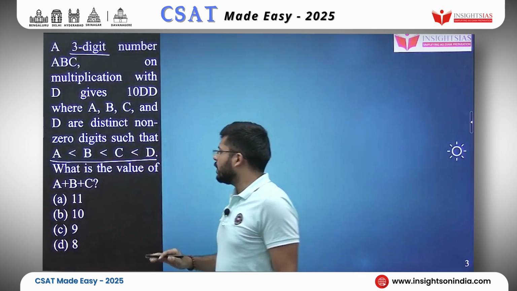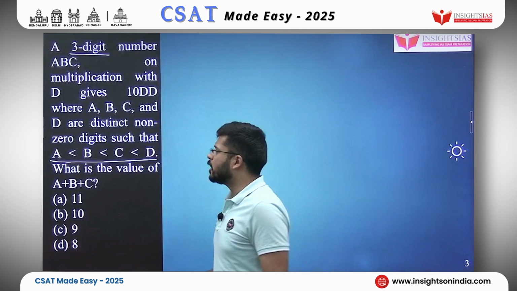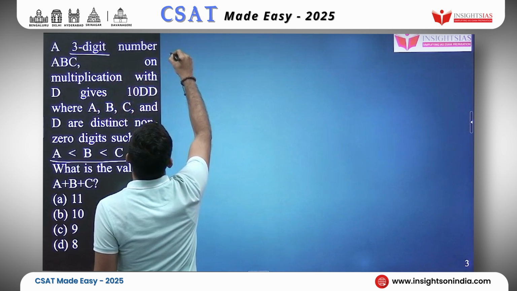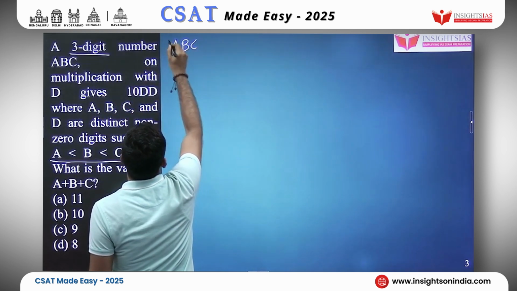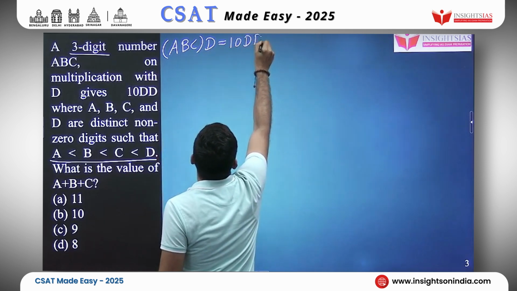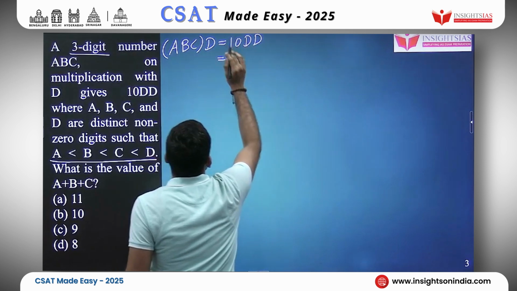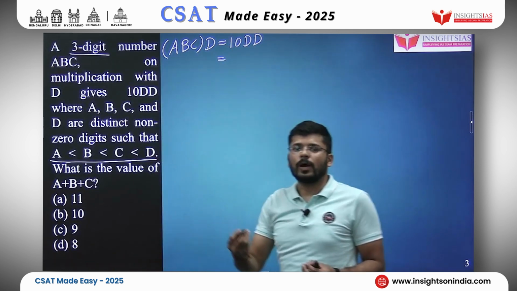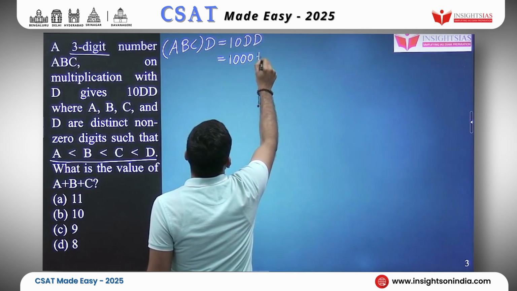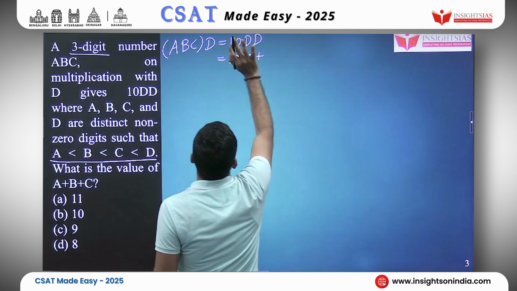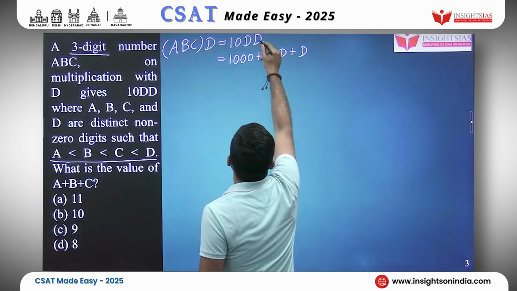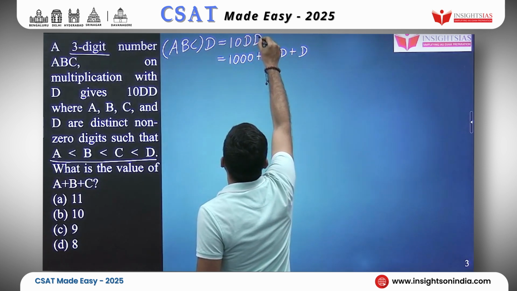Okay. Now we will do the same thing that we did for the earlier problem. We will convert the statement into equation form. What is the statement? When ABC, a 3-digit number, is multiplied by D, you will get 10DD. Now we will express the RHS in terms of its actual values in the decimal system. So this would be 1 into 1000, 0 into 100, there is no value for it, 10 into D, 10D plus D, 1000 plus 10D plus D.